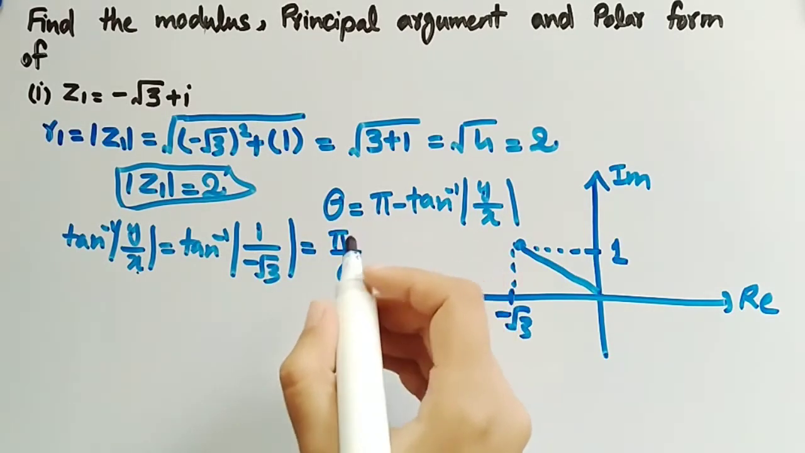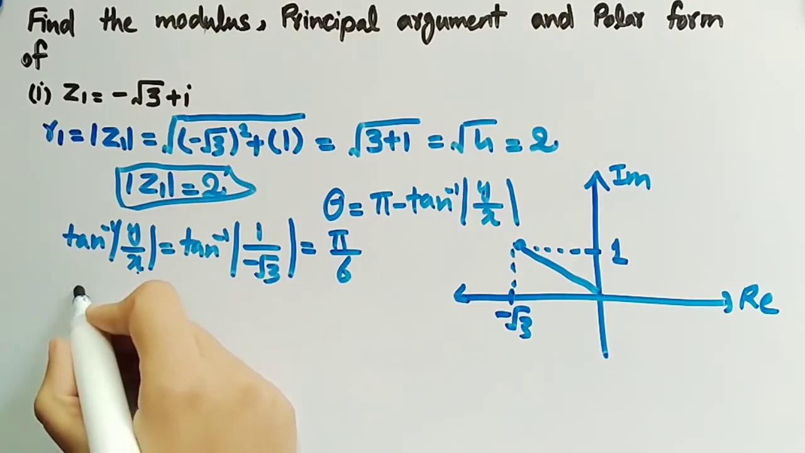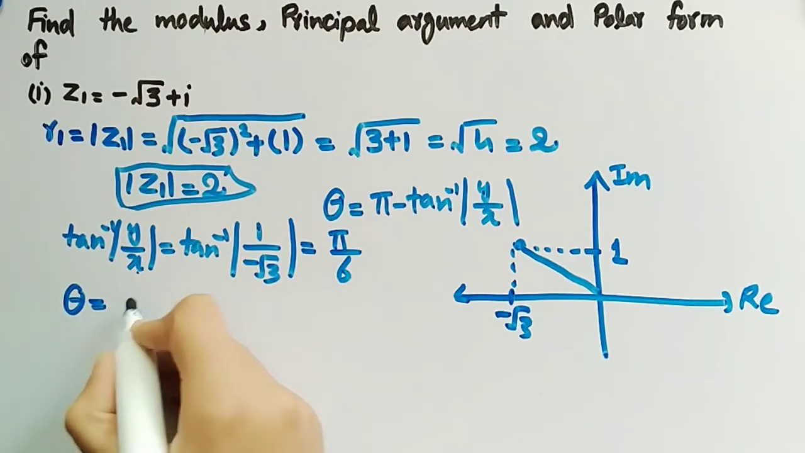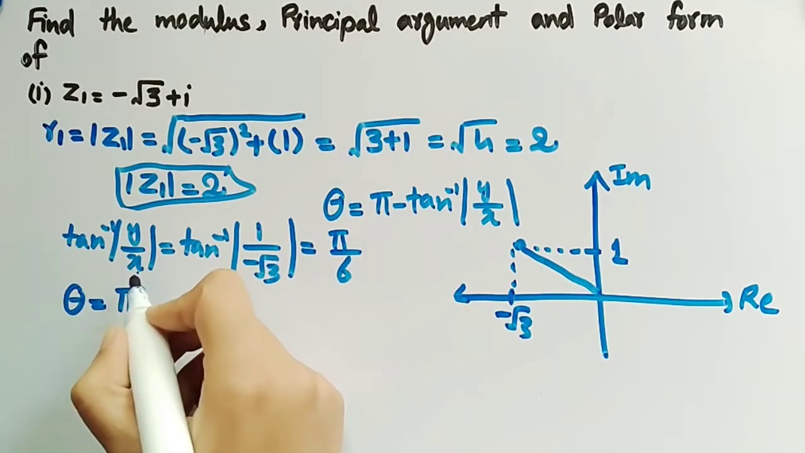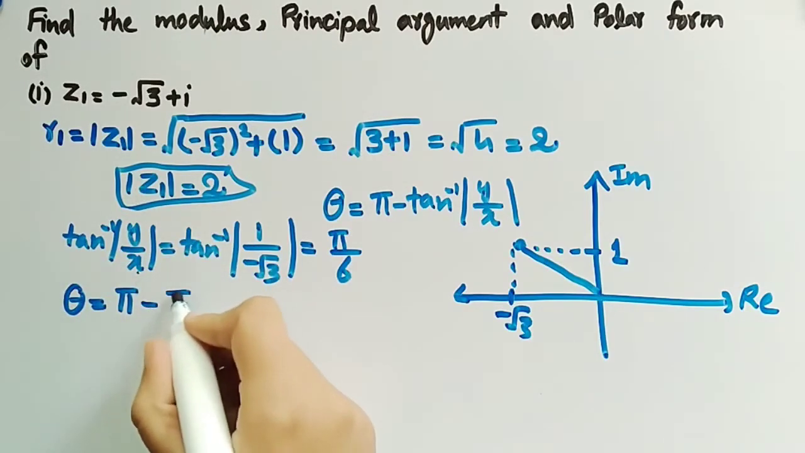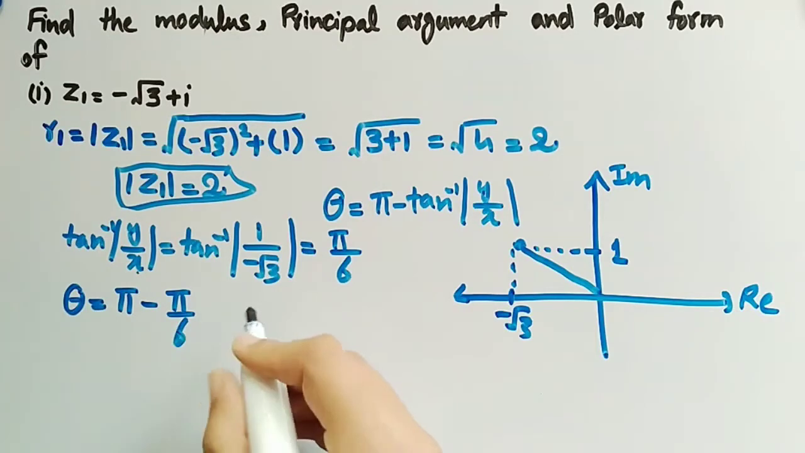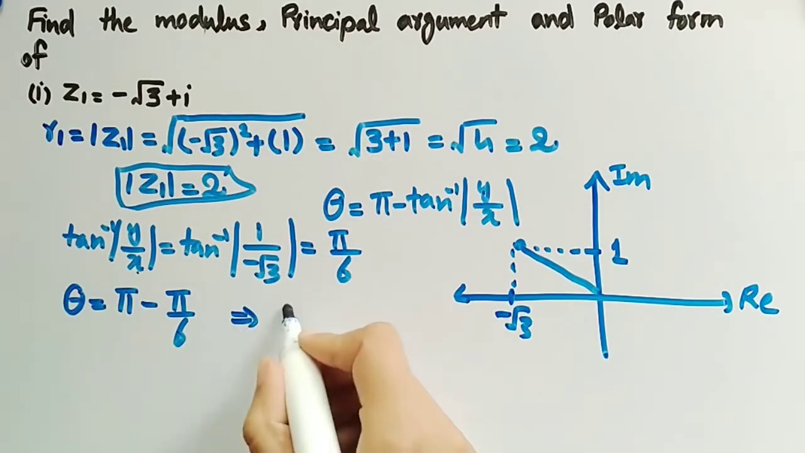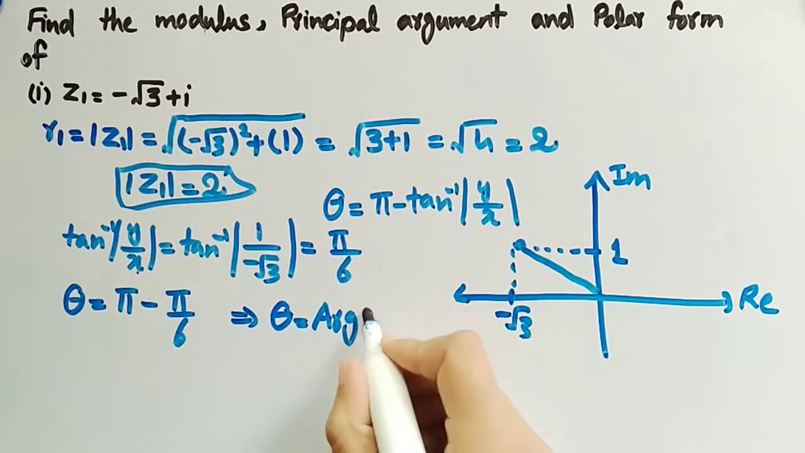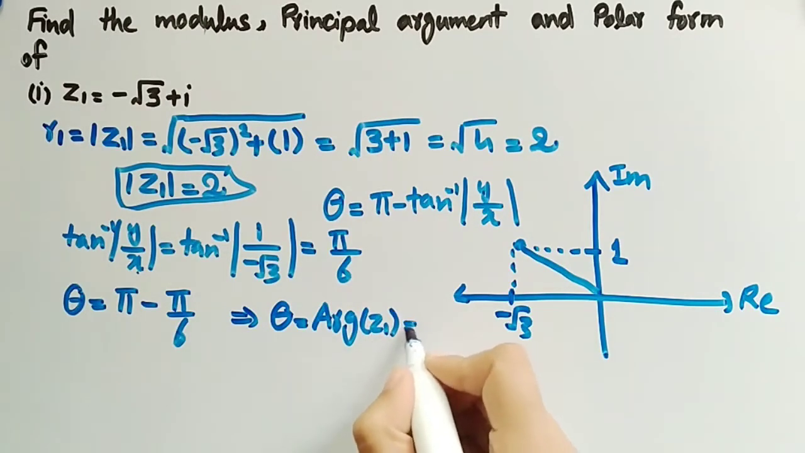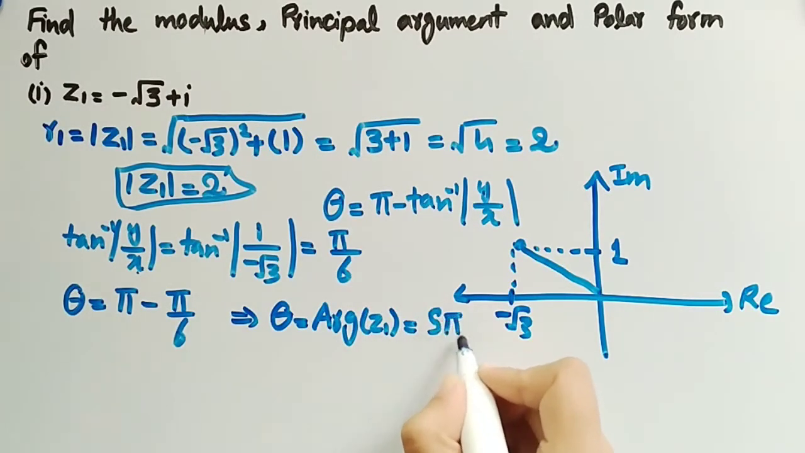Now we will find the value of principal argument which is theta and is equal to pi minus the value of tangent inverse y by x, in this case pi by 6. So theta, which is principal argument of z1, is equal to 5 pi by 6.